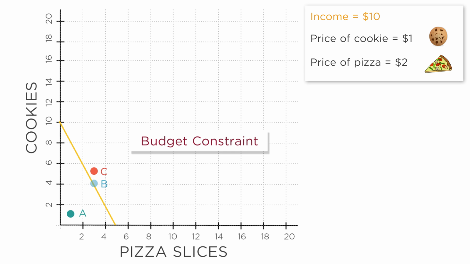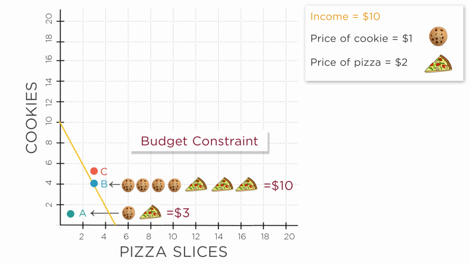Point B represents getting 4 cookies and 3 slices of pizza. It's right on the budget line. Point C represents getting 5 cookies and 3 slices of pizza. It's outside the budget line. Which of these points is unaffordable? That's point C. Point C is 5 cookies and 3 pizza slices, which costs $11, which is more than your $10 budget. Any point beyond the budget line is something you don't have the money to buy. Which points are affordable? Point A and point B are both affordable. But point A leaves you with money left over, whereas point B means that you spent your entire income.